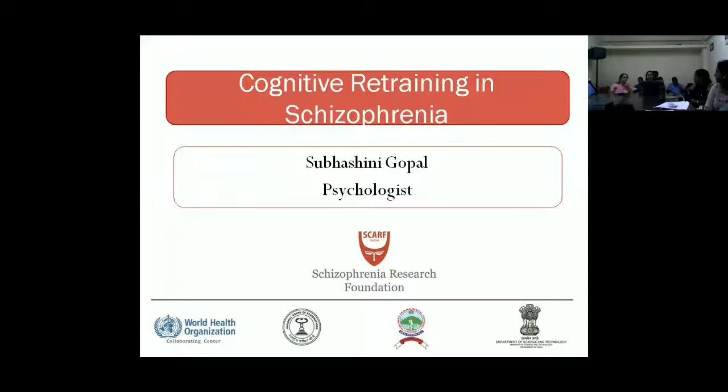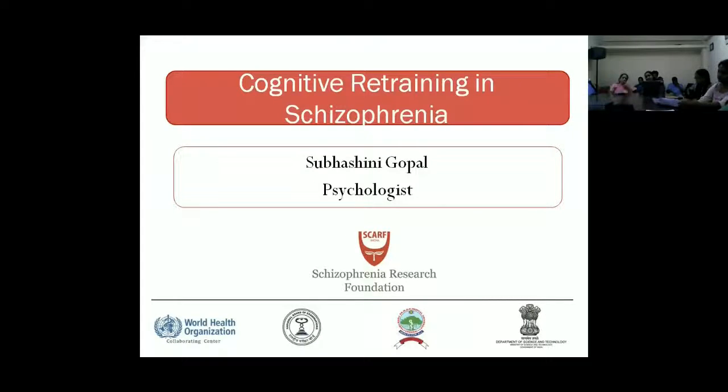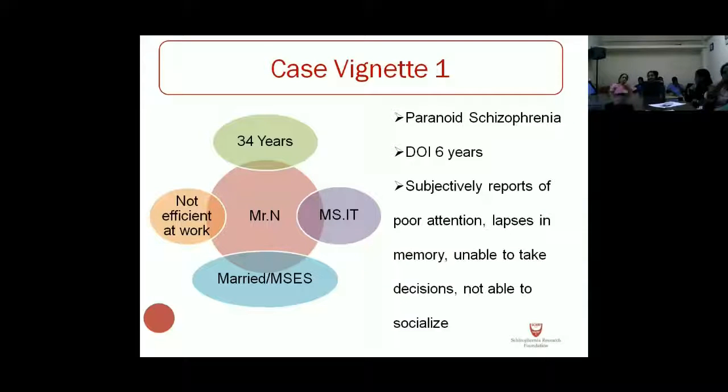Very good afternoon to everyone present here. I'm a psychologist here. Today I'm here to talk about cognitive retraining in schizophrenia. I'm going to explain this by means of two case vignettes. The first case vignette is one where we did not reach any point, we were not able to find any success with the client. The second case vignette will be a success story where we implemented the lessons learned in the first case.